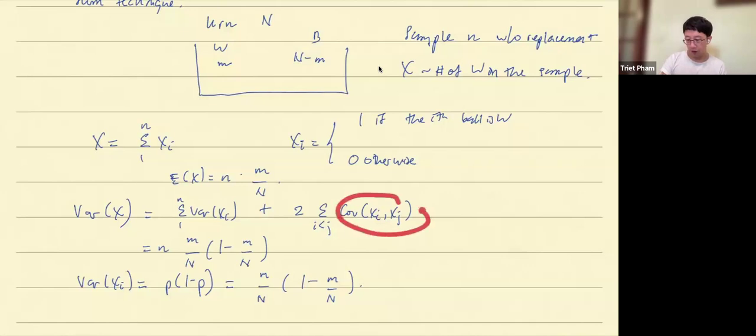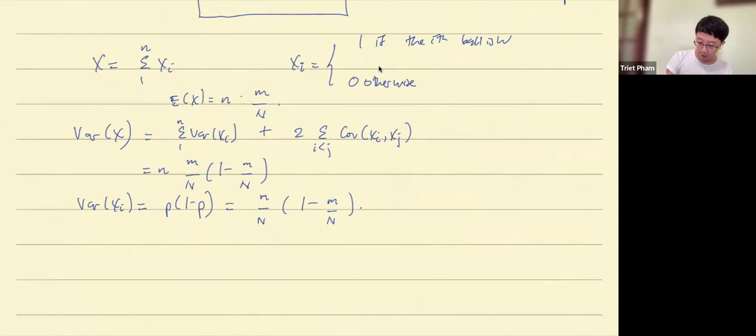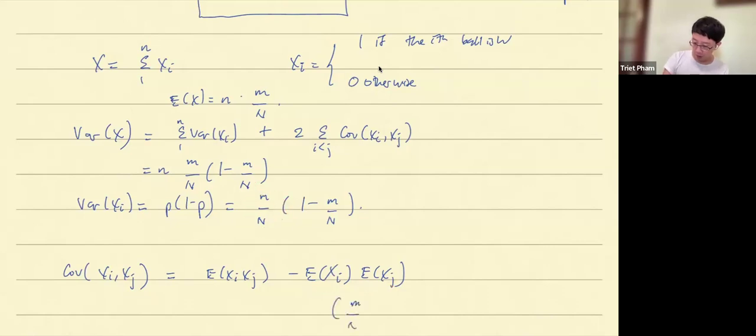What about the second part? The second part is way more fun because in the covariance term, xi and xj are not independent. So covariance of xi, xj is the expectation of xi xj minus the expectation of xi times the expectation of xj. These two are m over n, so this term is m over n squared. Easy. What about this?